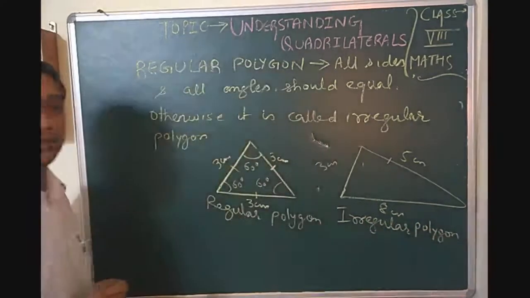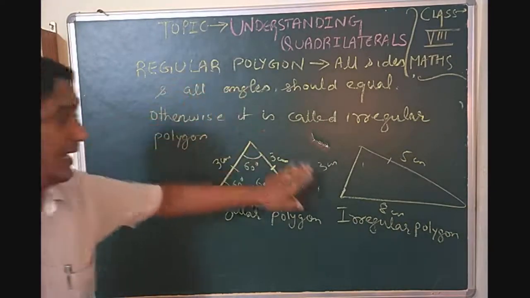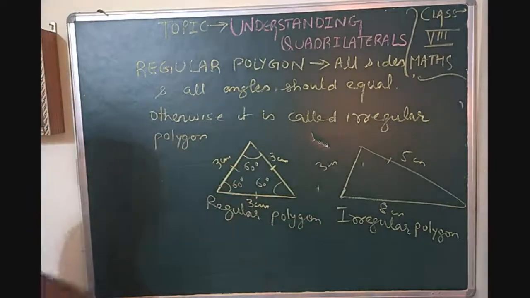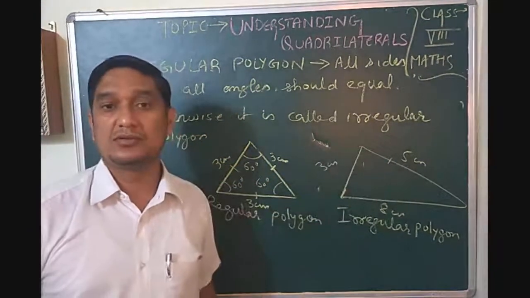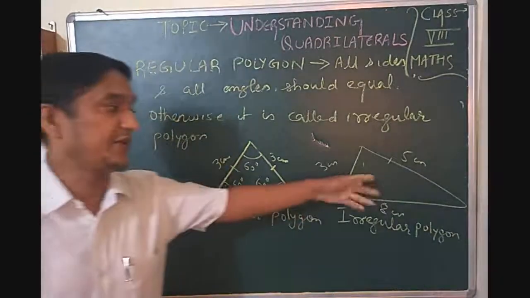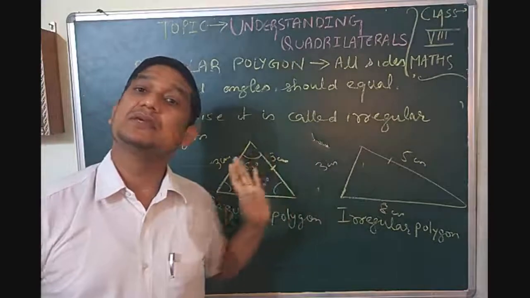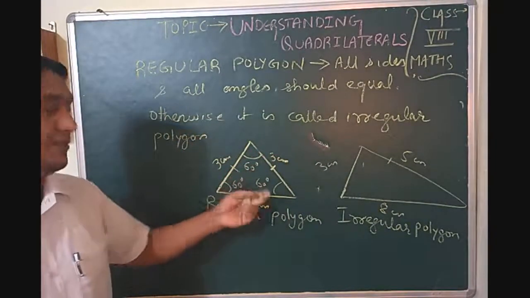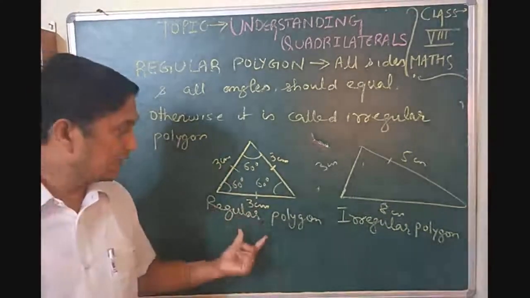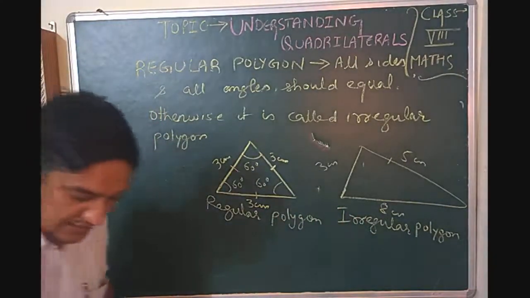Irregular polygon. So children, you must differentiate between regular polygon and irregular polygon. In a regular polygon, all sides are equal and all angles will also be equal. It is automatically different. If all sides are unequal, the angles will also be different. And if all sides are equal, the angles automatically become equal. This is regular polygon, this is irregular polygon. Now children, next write down.